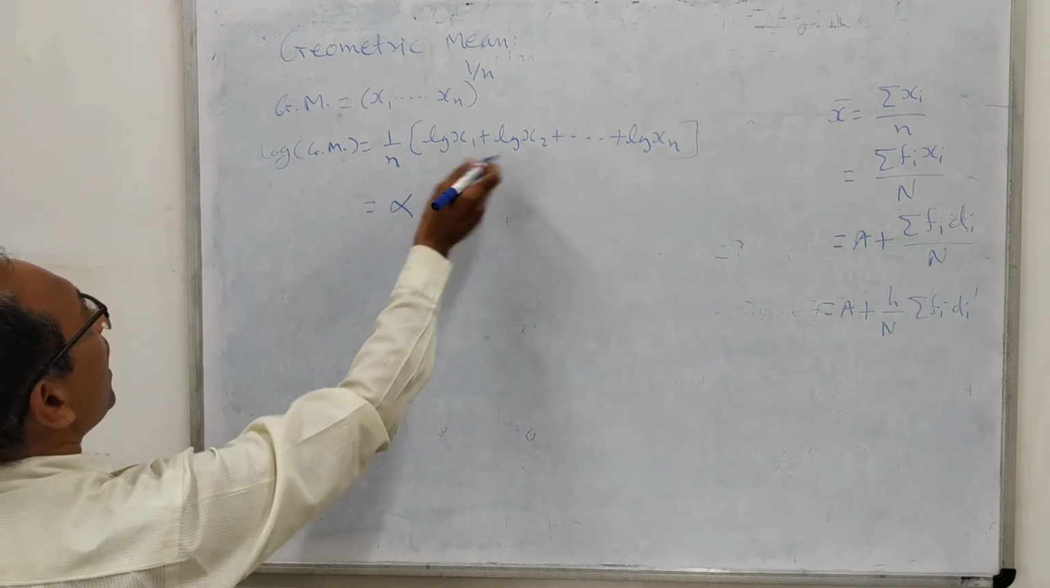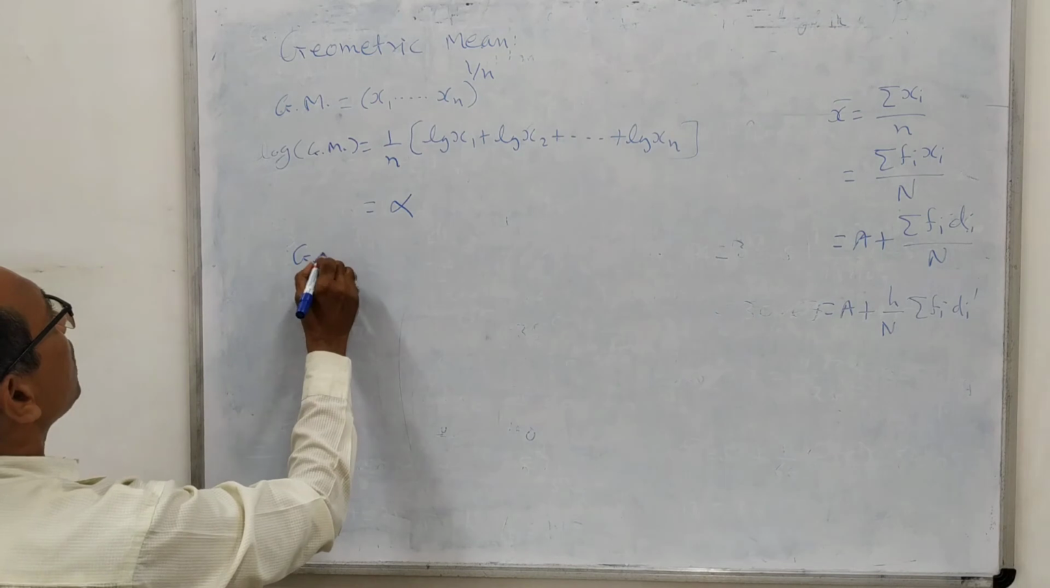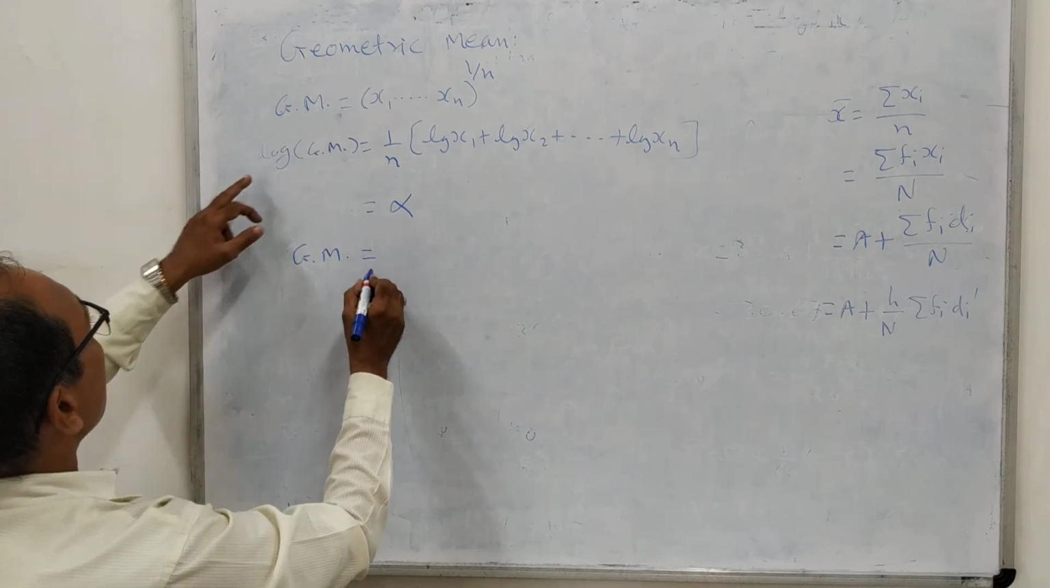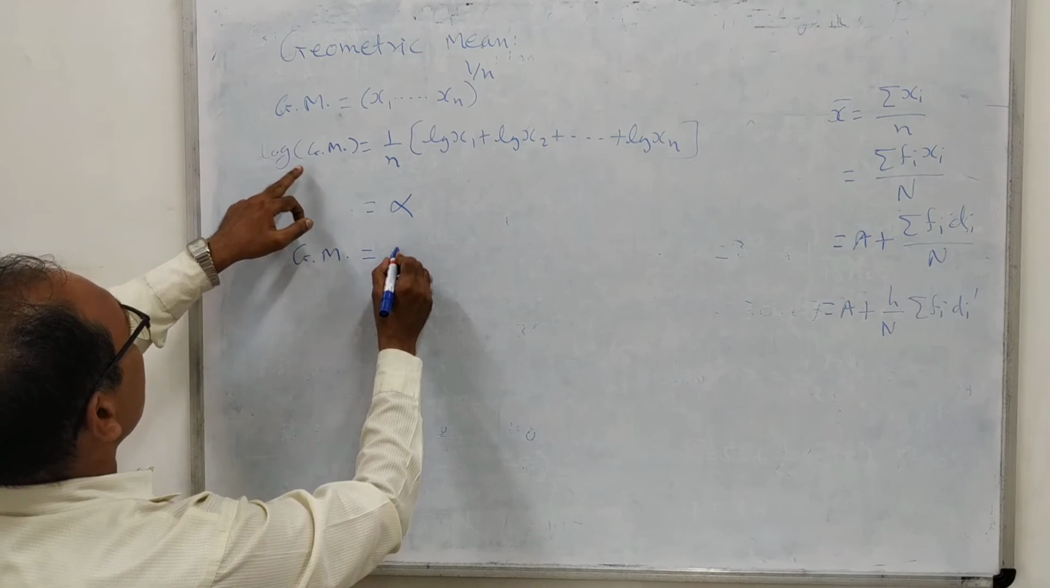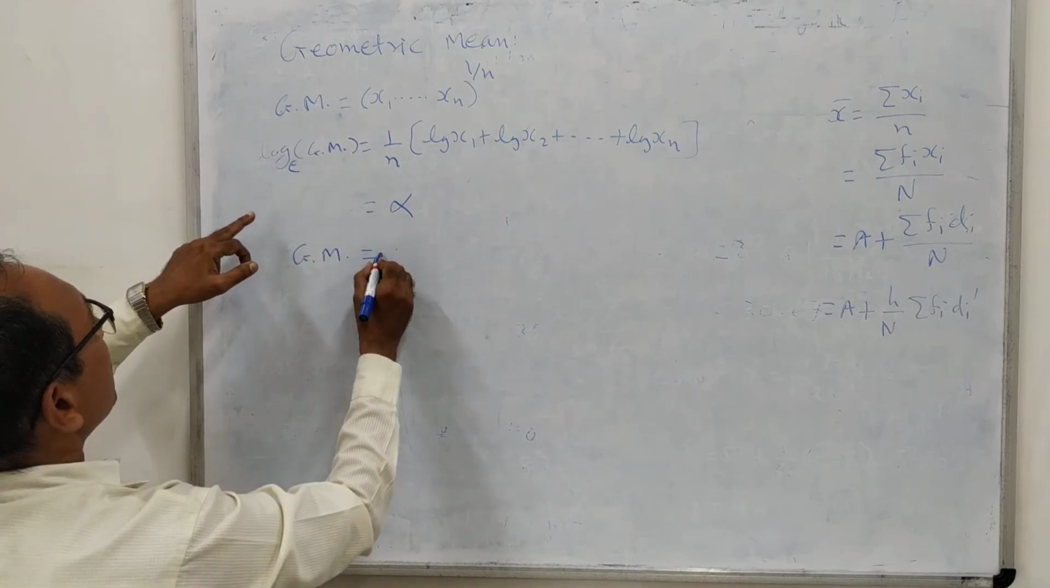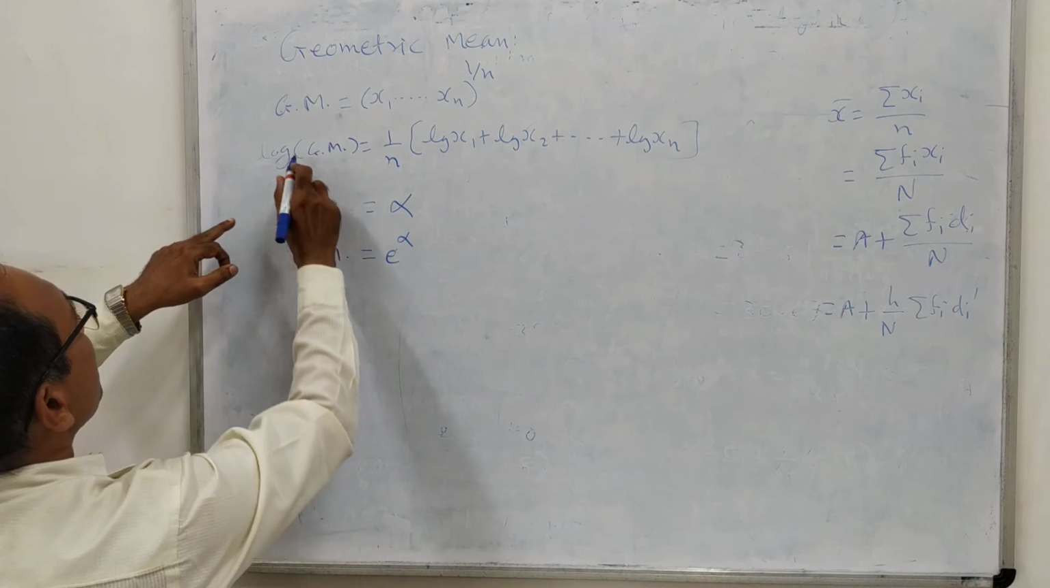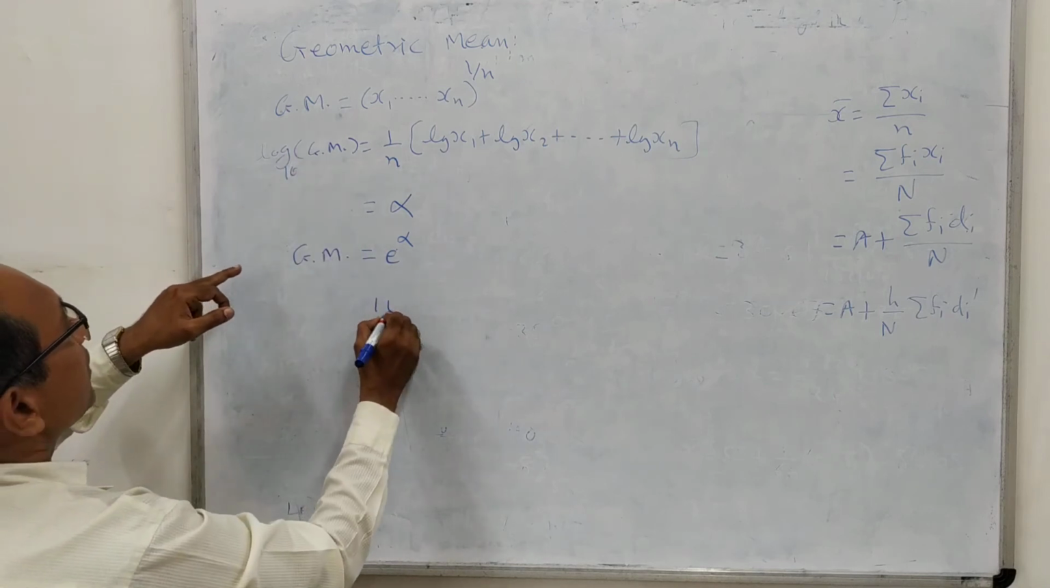Suppose you can get total alpha. Then you can find out this as GM. Log of GM is this, so GM is the antilog of this one. If it is based on e, then e raised to alpha, or if it is based on 10, then you can get this as 10 raised to alpha.